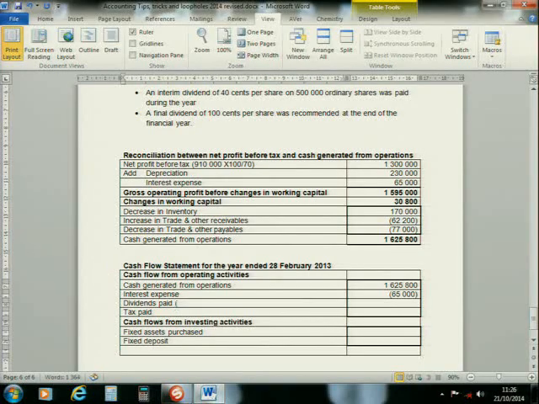Then you need to calculate dividends paid. You also need to calculate tax paid. Dividends paid and tax paid. I hear people saying taxation paid. I'm not so sure whether it's taxation or tax paid, but it's fine. Let's start with dividends paid.